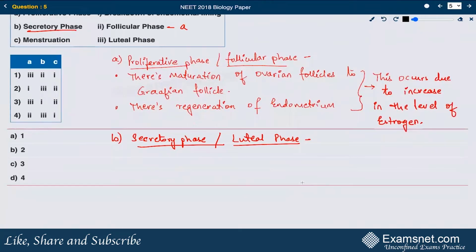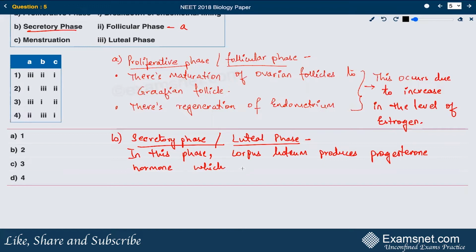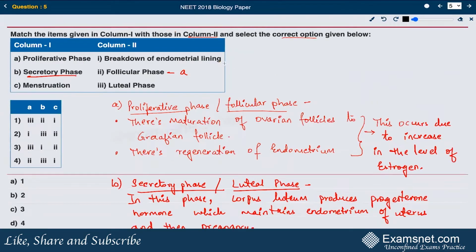Why? Because in this phase, corpus luteum produces progesterone hormone, which maintains the endometrium of uterus and then pregnancy. All right. So this is going to match up with this one.